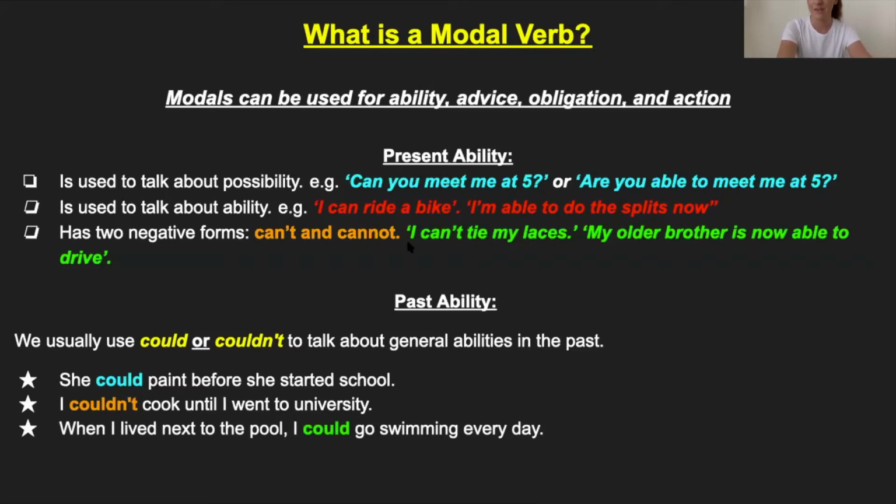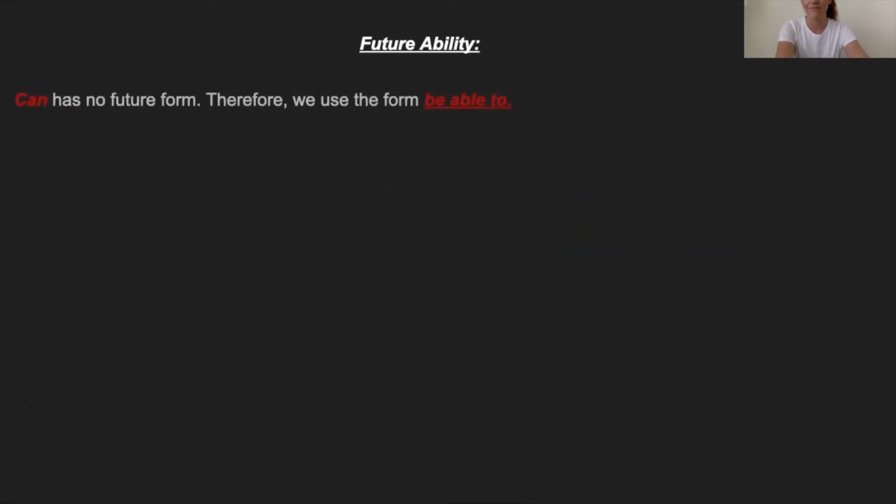So now you can see in the present, you can talk about possibility, ability, and there's two negative forms. In the past, we use could or couldn't. So the future. Do you remember how we form the future? So remember, can has no future form. Therefore, we use the form be able to. Can you think of your own sentence with be able to?